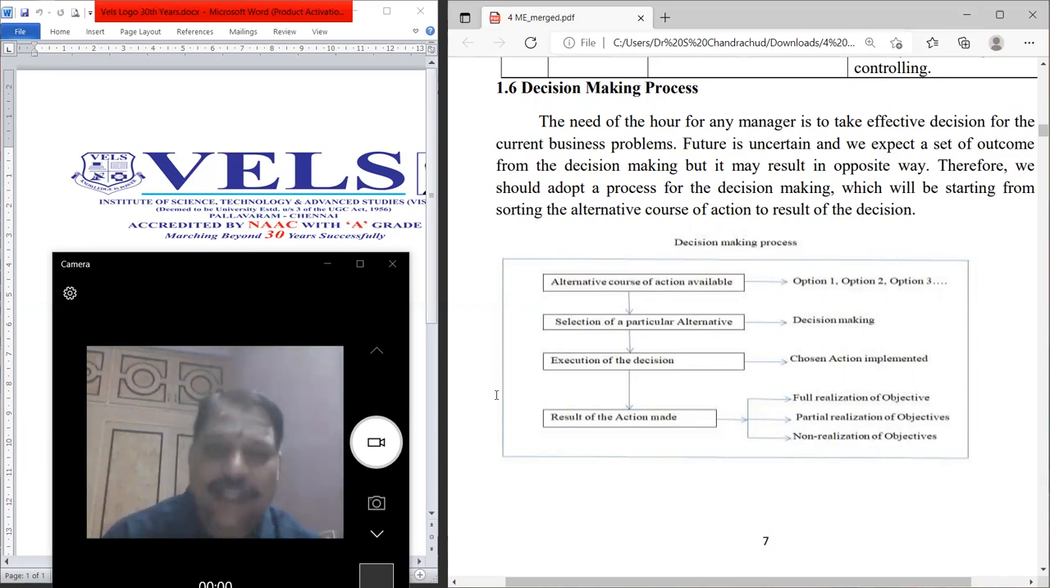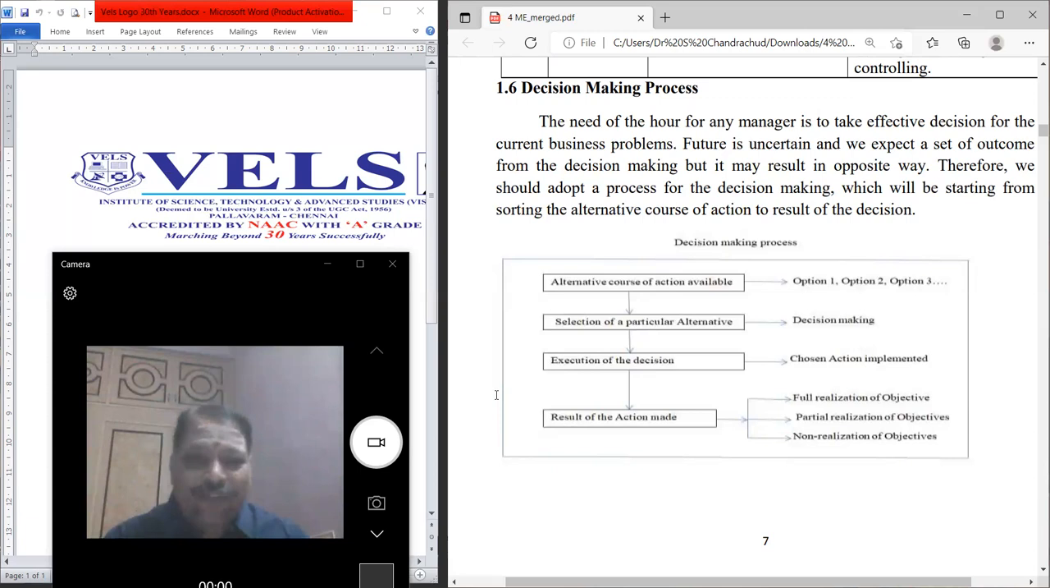Future is uncertain, and we expect to get an outcome from a decision, but it should not result in the opposite way. Therefore, we should adopt a process of decision making. Some scientific method we should use. We cannot take any ad hoc decision. So there should be some system which will start from sorting the number of alternative actions and finally take a decision.